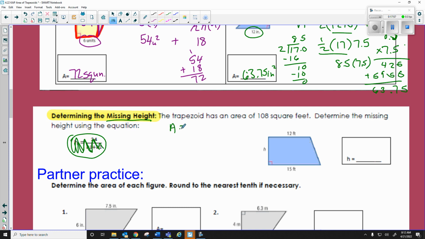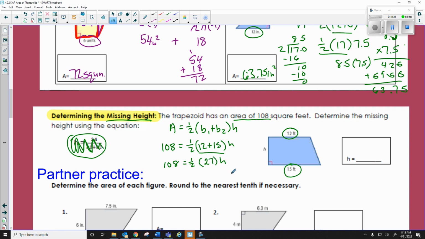Okay, always starting with my formula. A is equal to 1/2 B1 plus B2 times the height. Substitute in what we know. I know that the area is 108, which is equal to 1/2 base 1 and base 2. Hey, look, they gave me my bases. So that's 12 plus 15. And I just don't know my height, so I need to solve for that. I'm still going to approach this the same way as I normally do when solving it. I'm still going to add those two together. 108 is equal to 1/2 of 27 times the height.